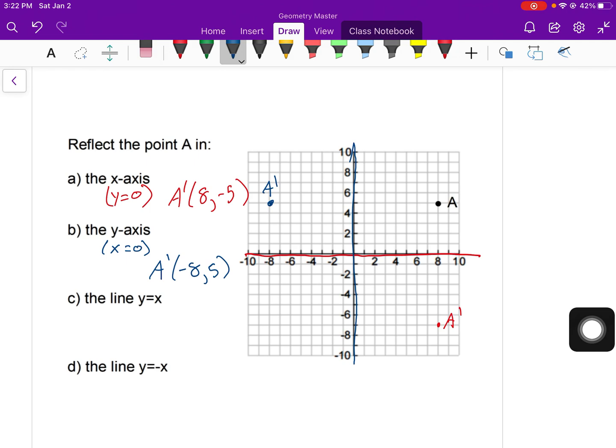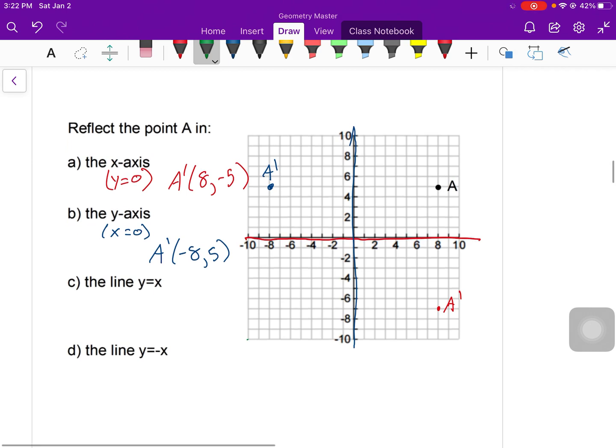Okay, my x value went from positive to negative. I'm going to do the line y equals x in green. So I'm going to sketch that line real quick.